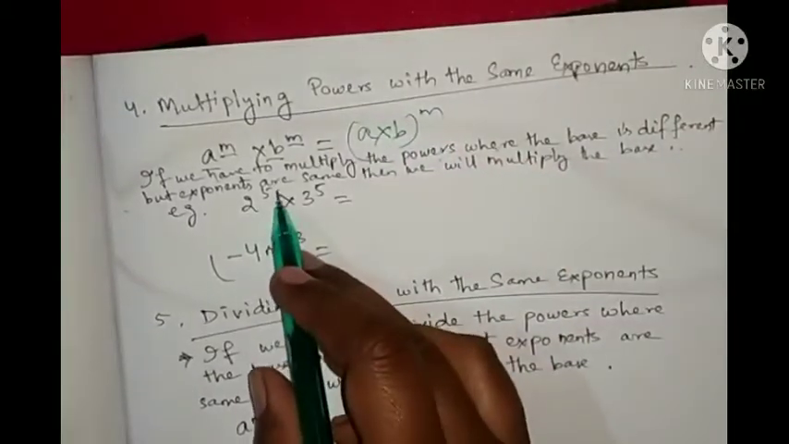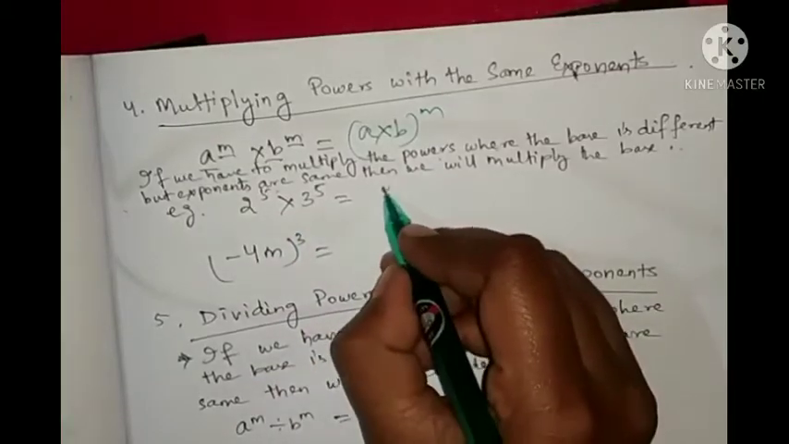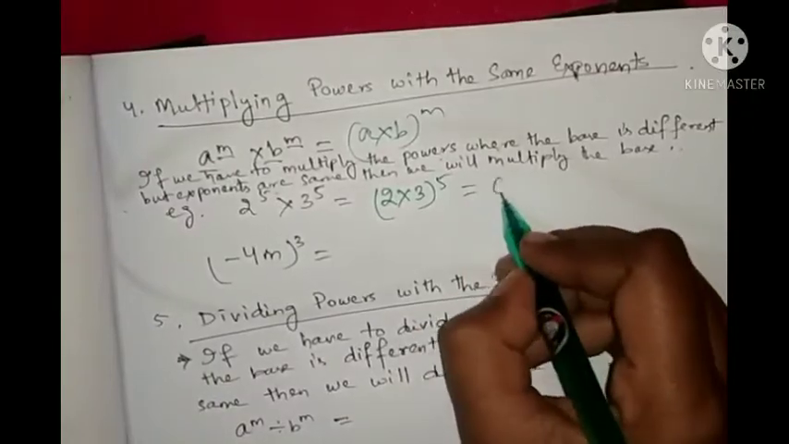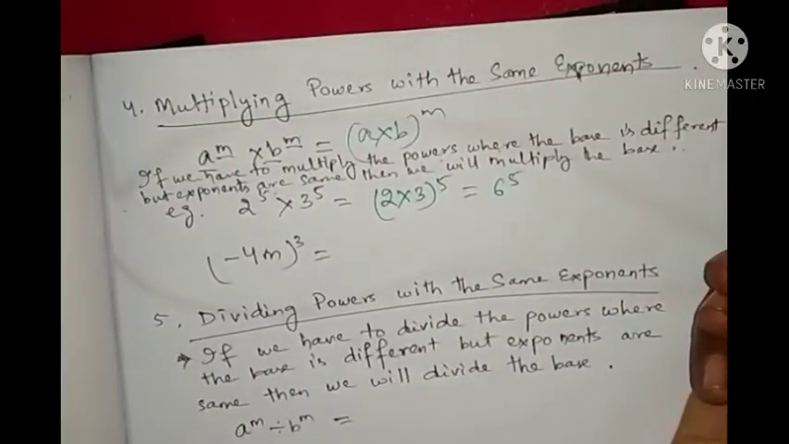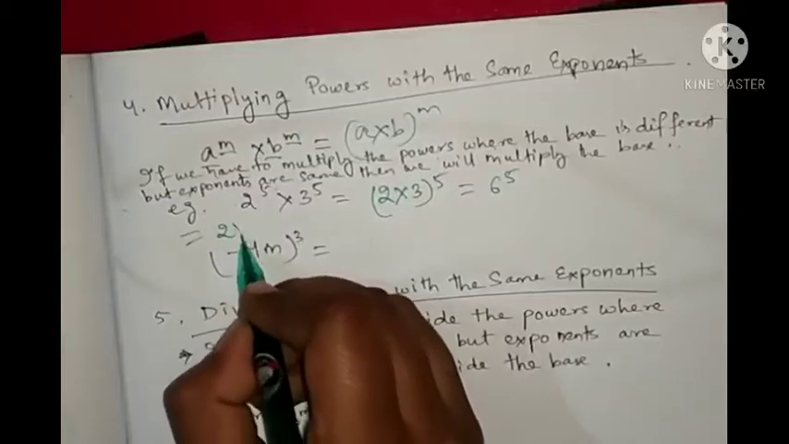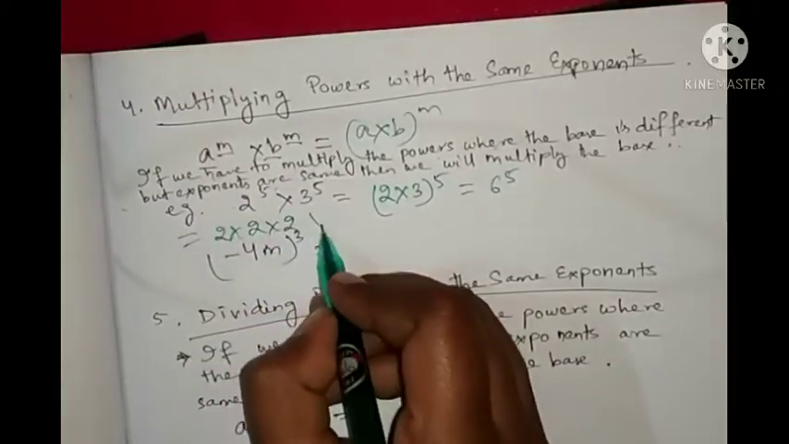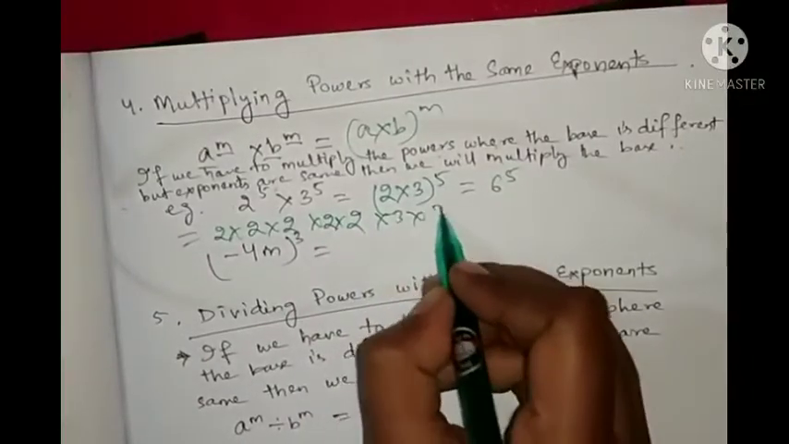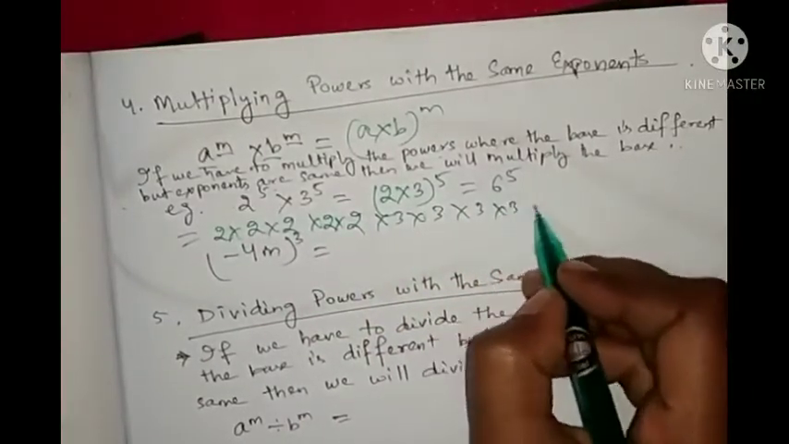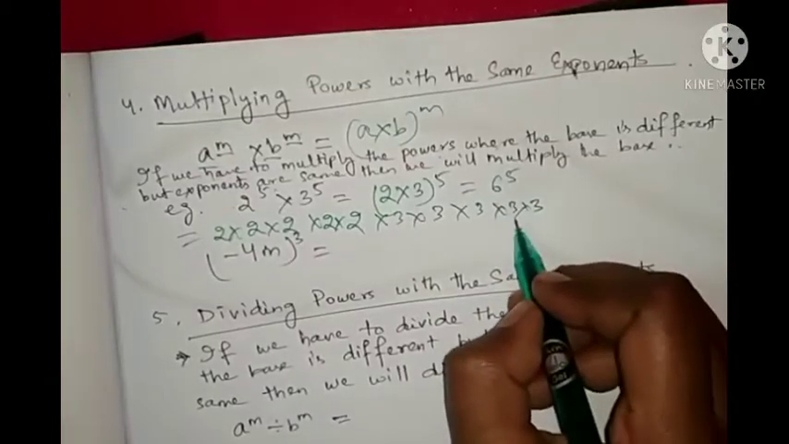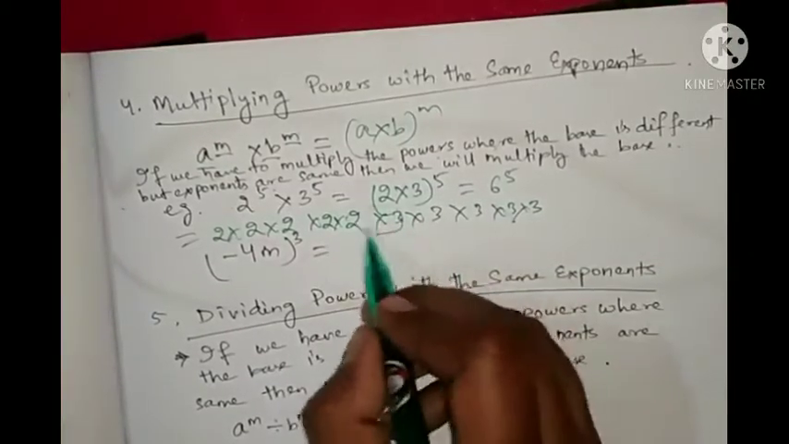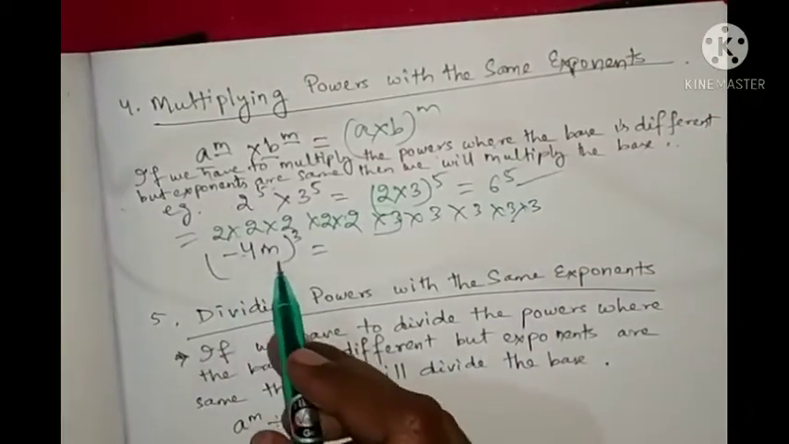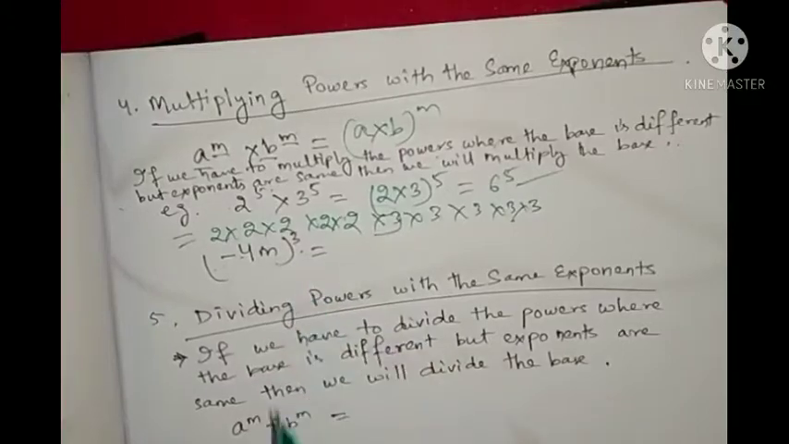Look at here, 2 to the power 5 into 3 to the power 5. Write 2 into 3 whole to the power 5. That is how much? 6 to the power 5. This one, look at here, 2 into 2 into 2 into 2 into 2, 5 twos are there, then 3 into 3 into 3 into 3 into 3. So 3 twos are 6, 3 twos are 6. What will you get? 6 to the power 5. Next we will see minus 4m whole to the power 3. So here what will you do?